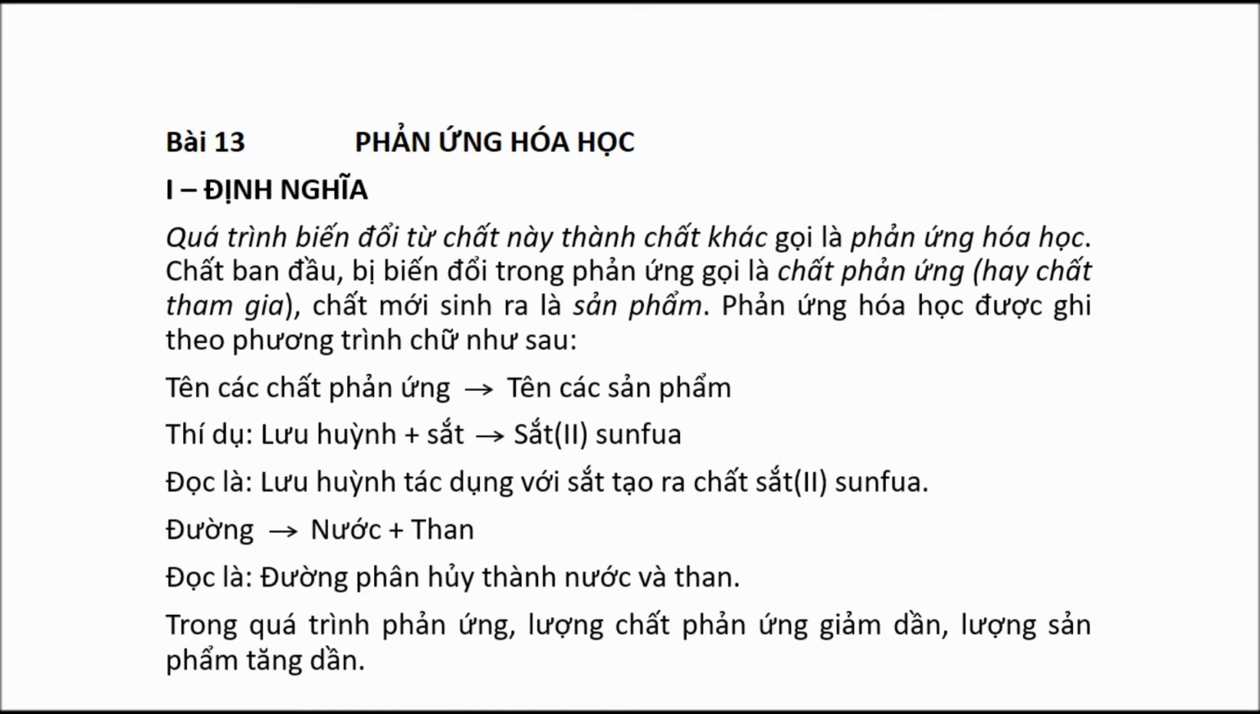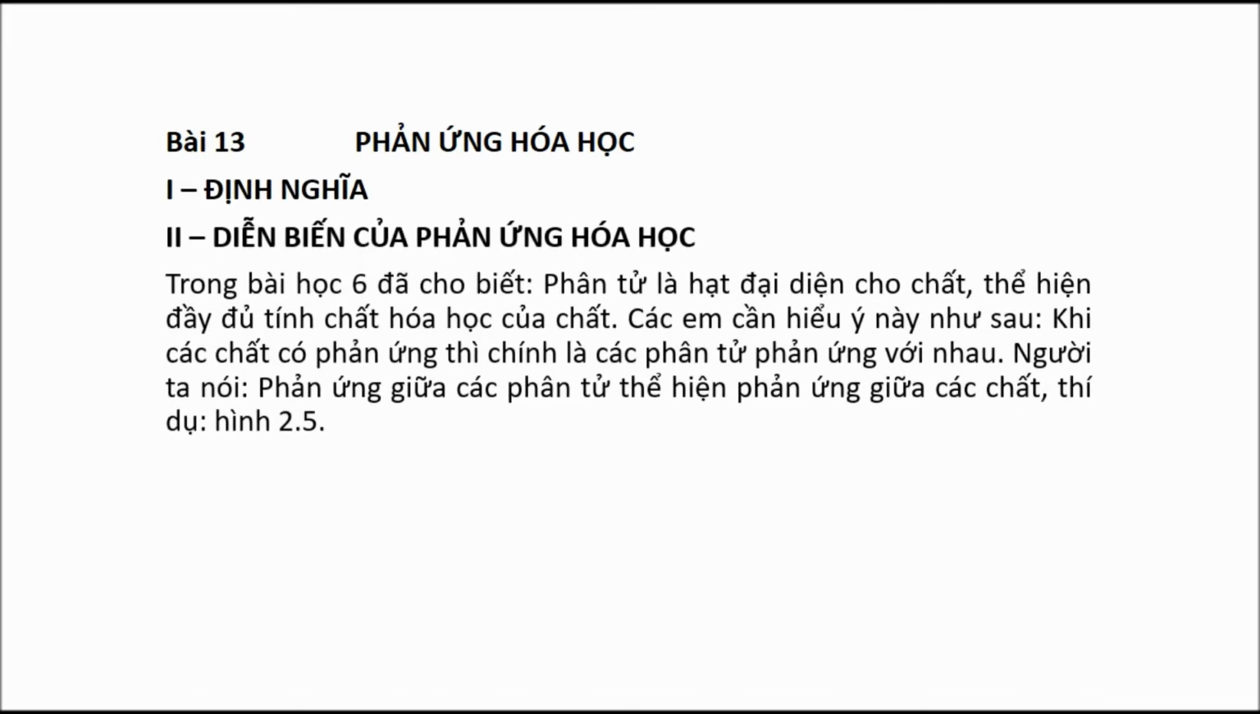Sugar reduces to water plus coal. It is read as: sugar decomposes to form water and coal. During the chemical reaction, the amount of reactants gradually decreases and that of products increases. 2. The progress of a chemical reaction.